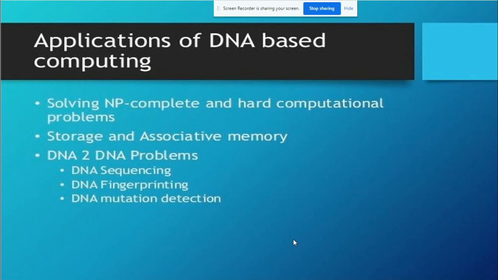The application of DNA based computing. So now we will speak about the application of DNA based computing: solving NP complete and hard computational problems, storing associative memory, DNA to DNA problems, DNA sequencing, fingerprinting, and DNA mutation detection. These are the applications of DNA based computing.